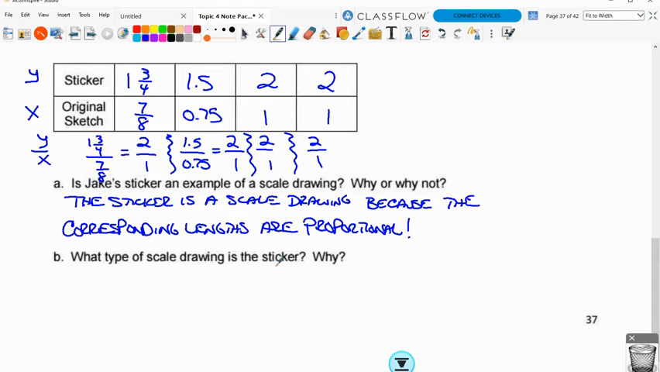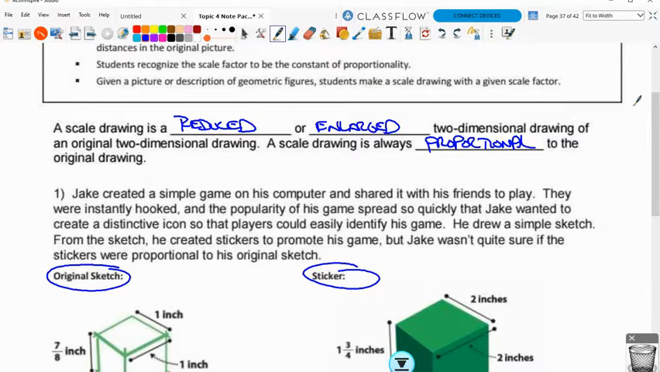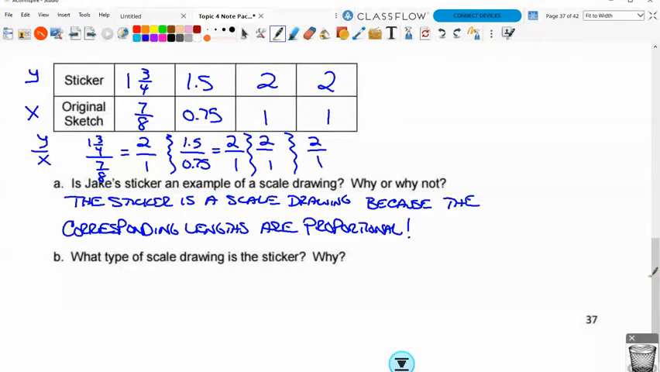drawing is the sticker? Well, if we go back up to the top, remember that there were 2 kinds of scale drawings. It could either be a reduction, meaning it got smaller, or an enlargement, meaning that it got bigger. If we compare the lengths of the original sketch, 1 inch corresponds to 2 inches. 7/500ths of an inch corresponds to 1.5 inches. 7/8 of an inch corresponds to 1 3/4 inches. The sticker lengths are bigger than the original lengths, so this must be an enlargement.